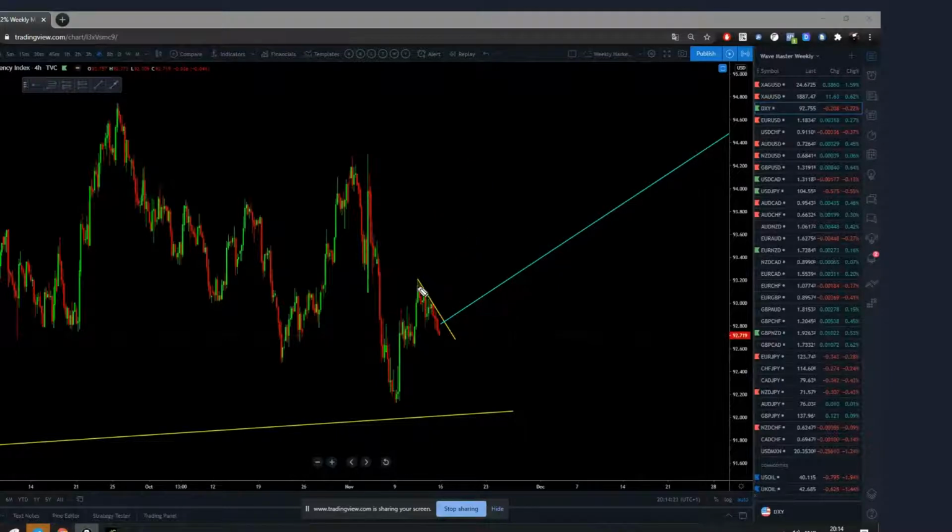Another scenario which can appear is the price will be struggling. It can struggle there and the correction will just extend. It will not change the direction of the market, and then it will break to the upside.